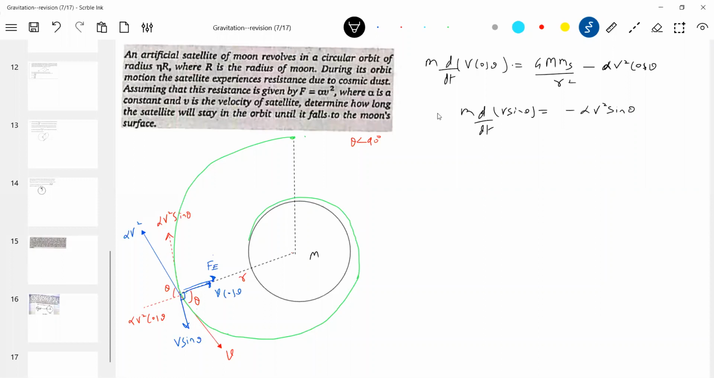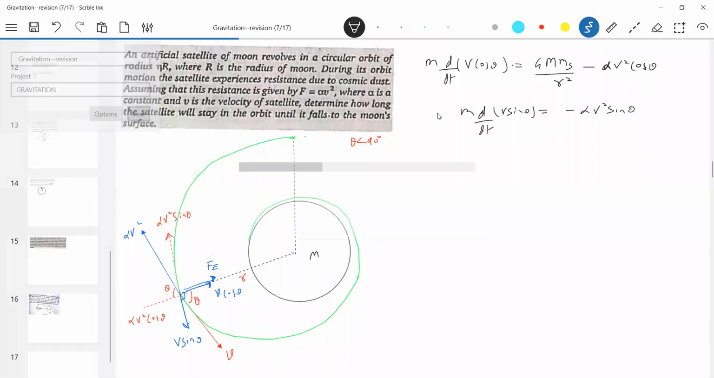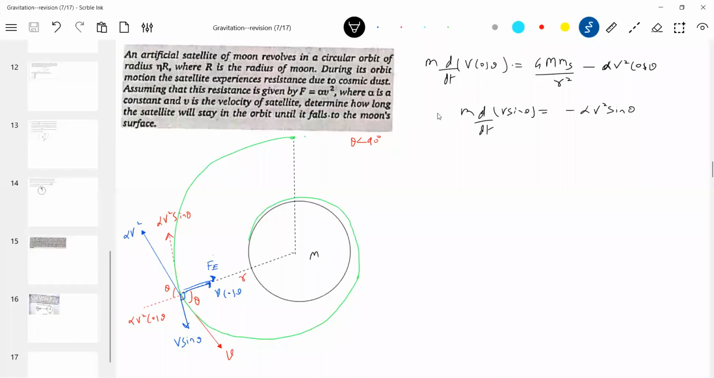Continuously the speed will be varying, and even theta will be varying. So we cannot solve this. Okay, let's see what the question is asking. Determine how long the satellite will stay in orbit until it falls to the moon's surface. This is what a student generally thinks, and actually should think this much only.